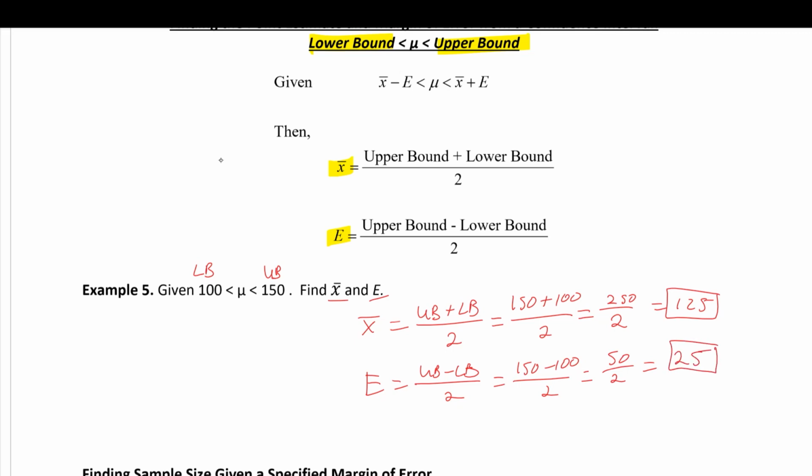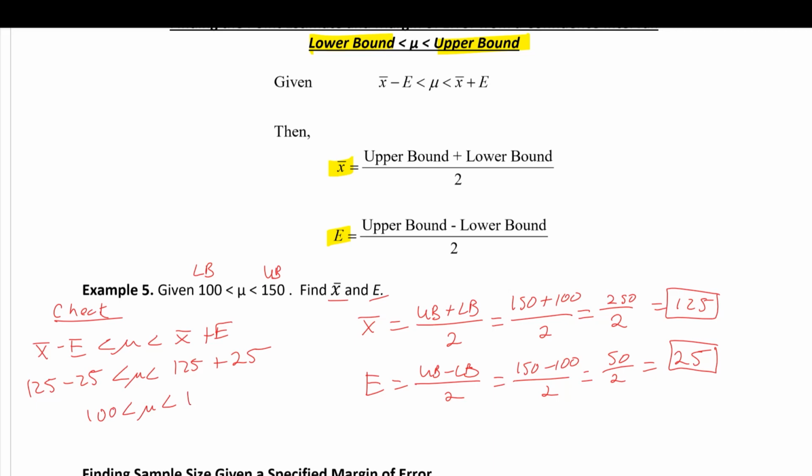Okay. Let's go ahead and check to see if that does match up with what we should expect it to be. The mean is bounded between x bar minus the margin of error, x bar plus the margin of error. In this case, the x bar is 125. The margin of error is 25. 125 minus 25 is 100. 125 plus 25 is 150. Yep, it does match.